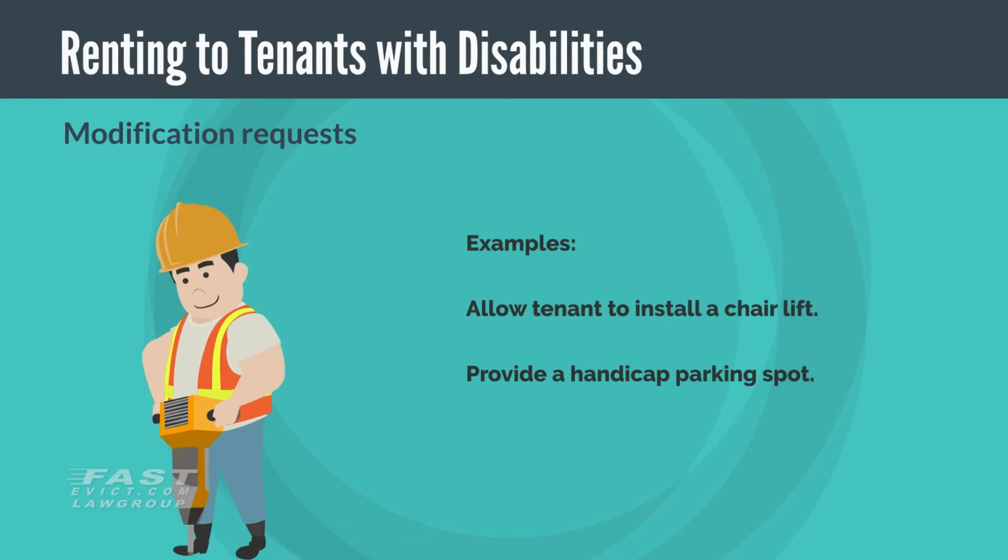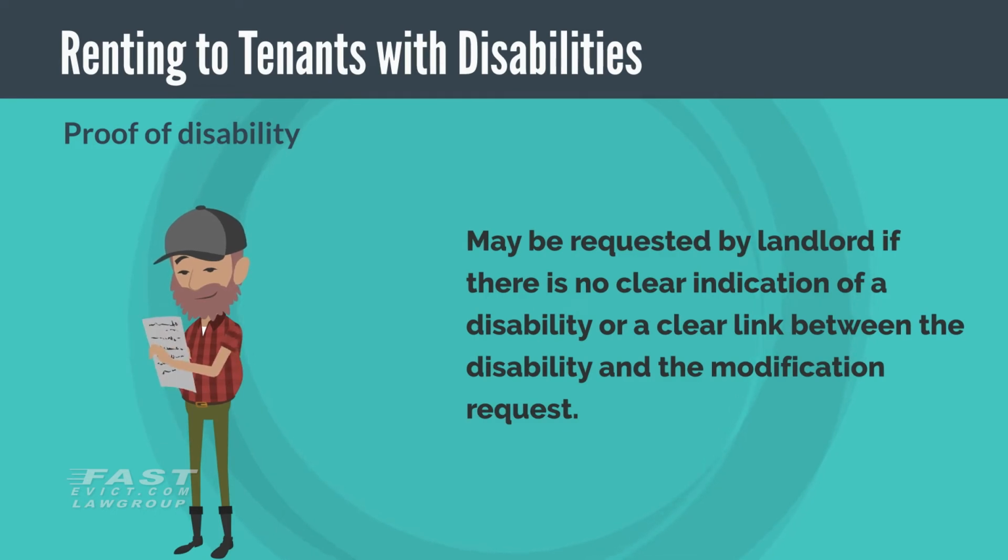An example of a reasonable request would be to allow the tenant to install a wheelchair stair lift. Another example would be to allow the tenant to have a handicapped parking spot. Landlords must also remember that they have rights too and can refuse unreasonable requests. Proof of a tenant's disability may be requested by the landlord when there is no clear indication of a disability or a clear link between the disability and the modification requested by the tenant.